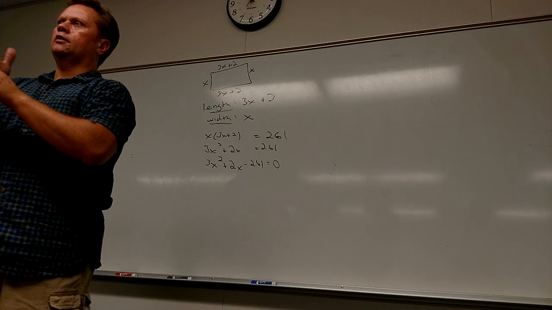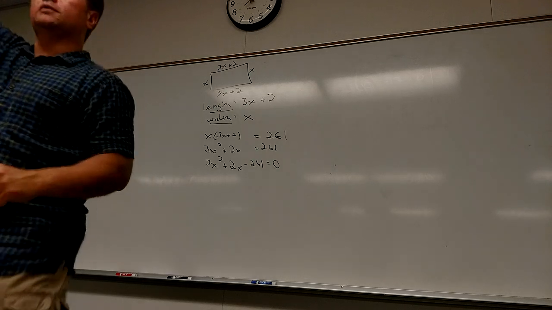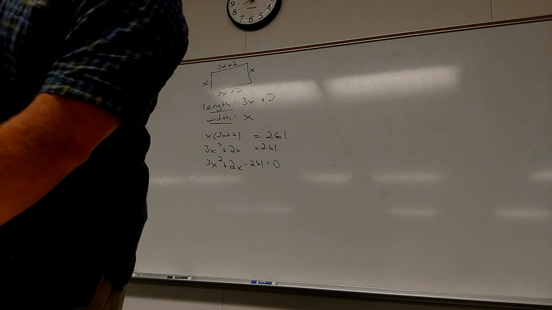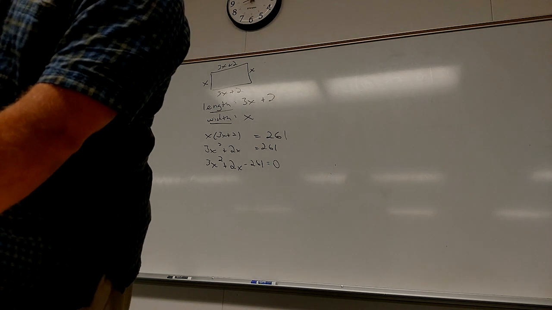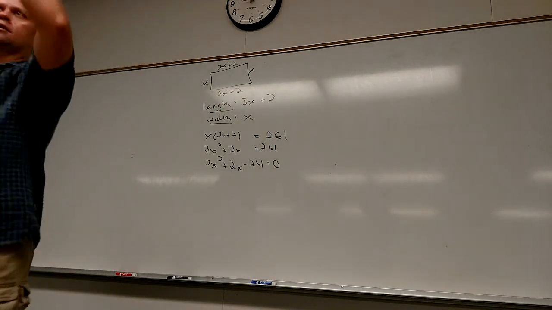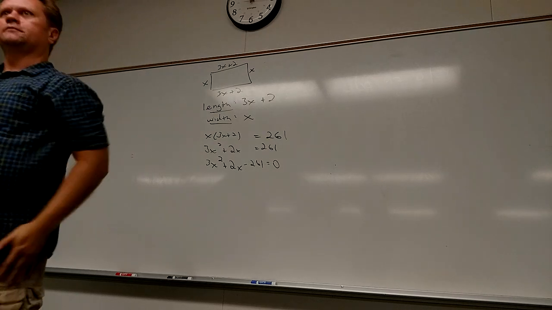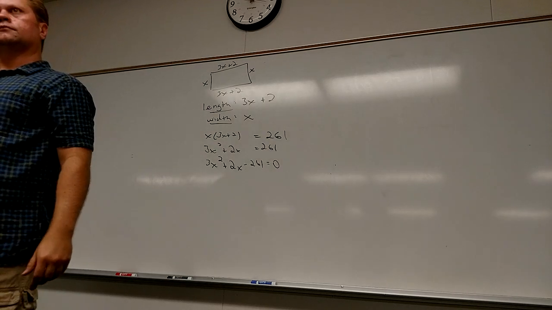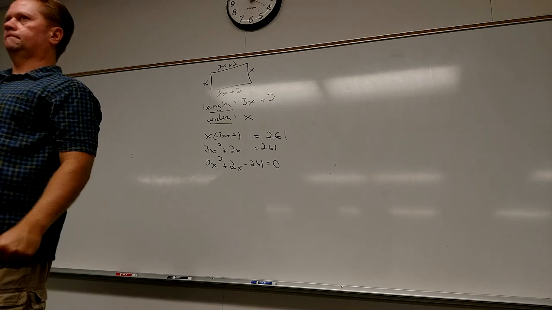And then the vertex would be the same idea. The vertex in this case would be a maximum. So if you go back to second calc, maximum. It's going to ask you 3 questions again: left bound, right bound, guess. And you just do it on each side of the vertex you can see. Yep.